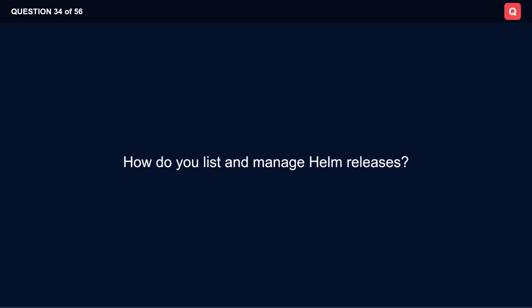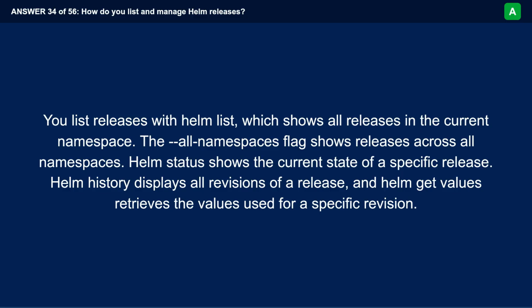How do you list and manage Helm releases? You list releases with Helm list, which shows all releases in the current namespace. The All Namespaces flag shows releases across all namespaces. Helm status shows the current state of a specific release. Helm history displays all revisions of a release, and Helm get values retrieves the values used for a specific revision.